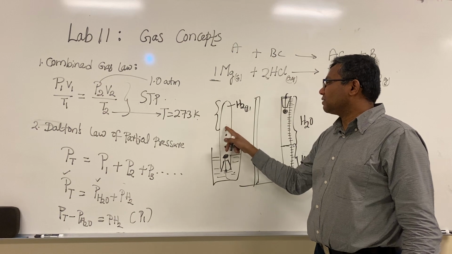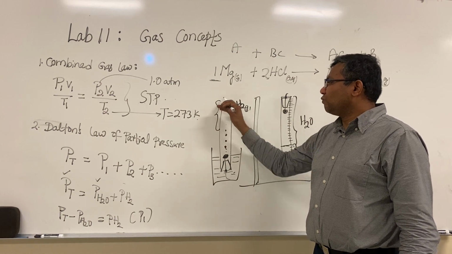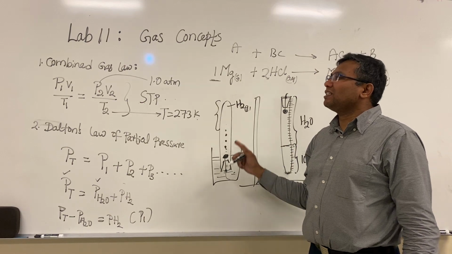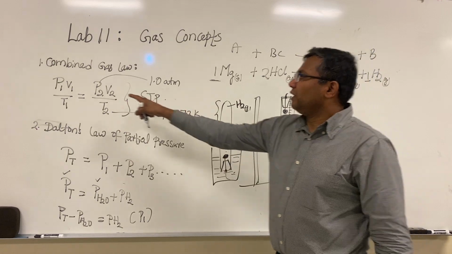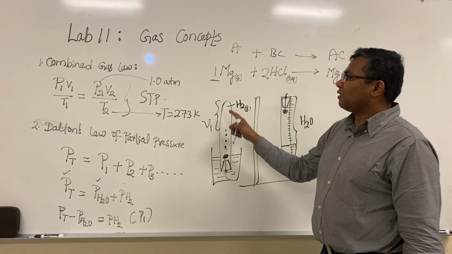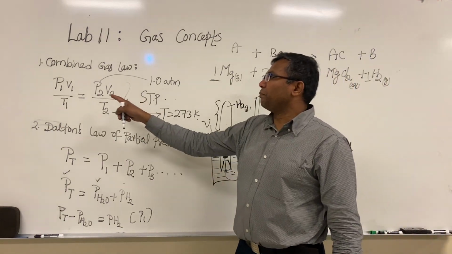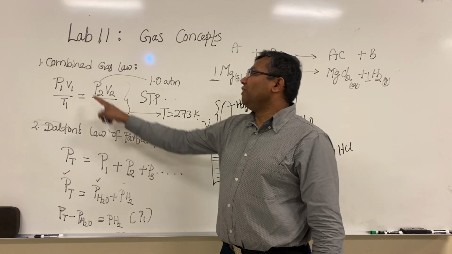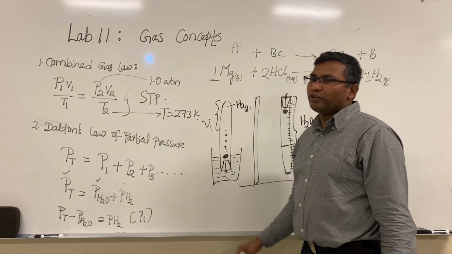Then you can record the height. Consider this is the height of the hydrogen gas. You can record this volume, and that is your V1. Then you can calculate V2 from this equation. You will get P1 from here, V1 you get from here, and T1 is the temperature we will give you.